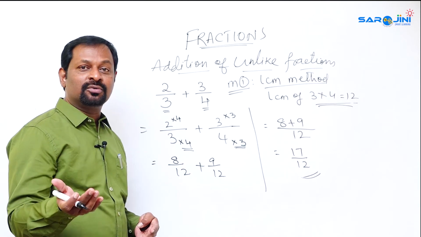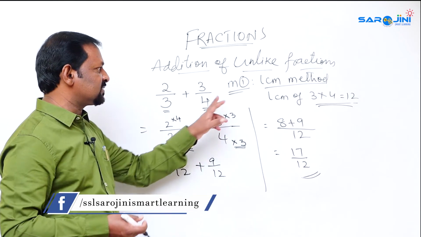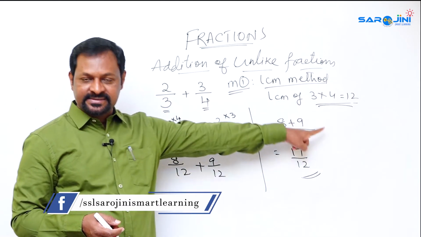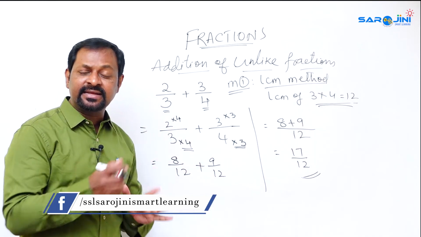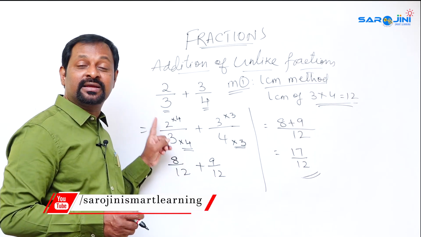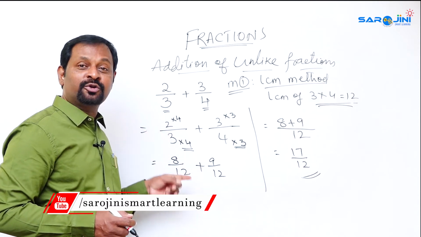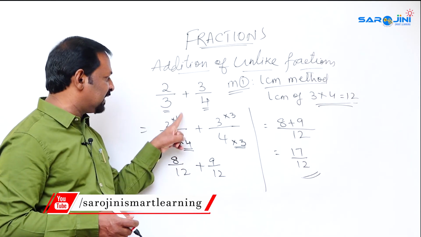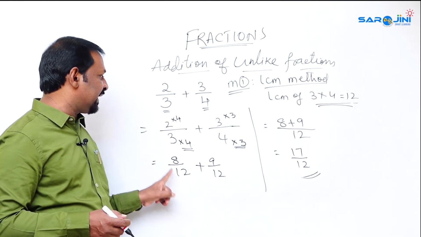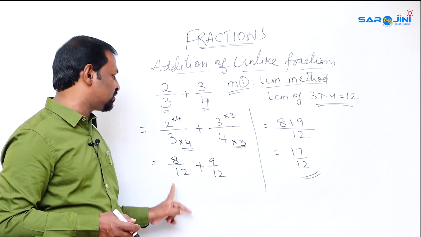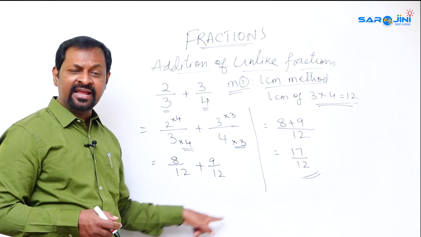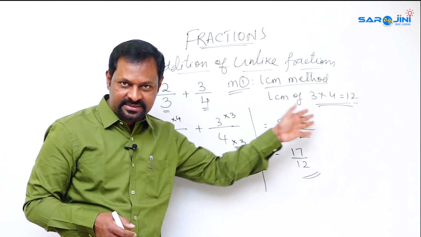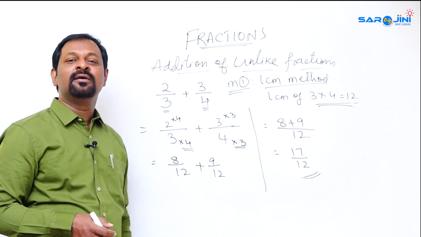Method 1 is the LCM method. Whatever denominators are given, you take their LCM. After getting that answer, you find what must be multiplied to the given denominators to get the LCM, and the same number you multiply with the numerator also. So 2 4s are 8, 3 4s are 12. 3 3s are 9, and 12. 12 and 12 are the same. Now it became a like fraction, so directly add the numerators: 8 plus 9, which is 17 by 12, the right answer.